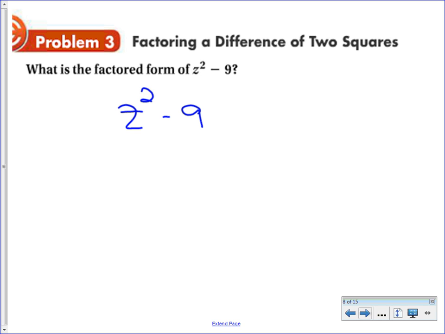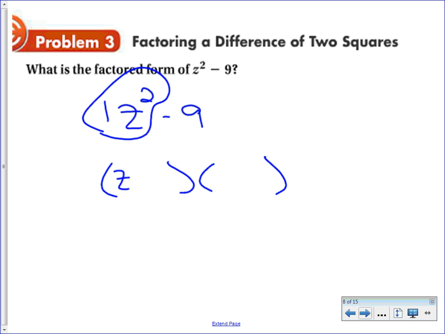Let me show you how that's done. When we get our answer, we're very used to having two sets of parentheses. What I want you guys to think of is, what is the square root of 1z squared? The square root of 1 is 1. The square root of z squared is just z. Now, if you don't believe me, take z times z. Z times z is z squared.